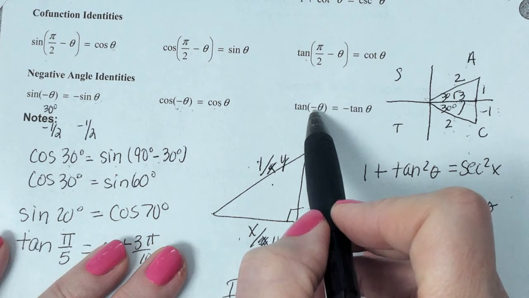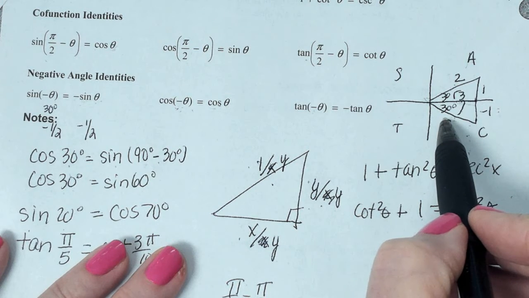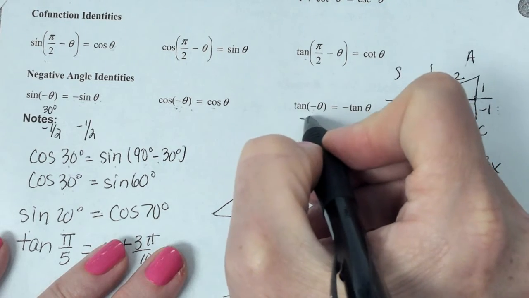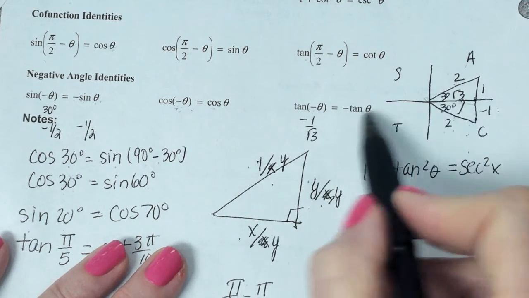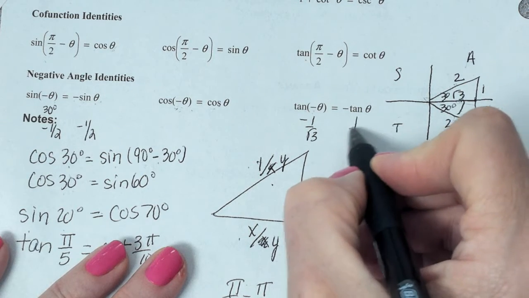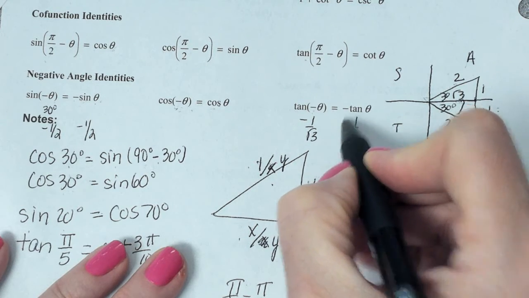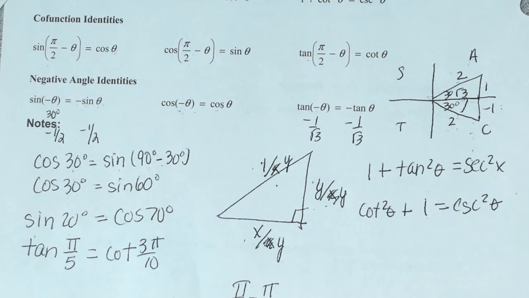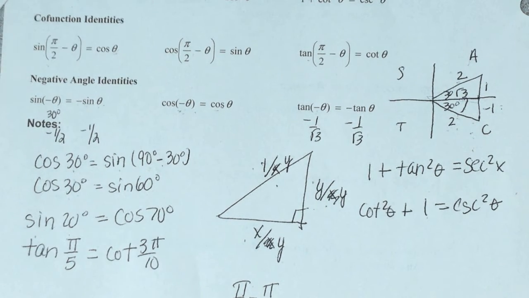If I do tangent, the tangent of -30, opposite over adjacent, -1 over radical 3. +30 though, the angle would be 1 over radical 3. So do you see how I'd have to make it negative to make them equal? All right? That's all that's saying. Yes?